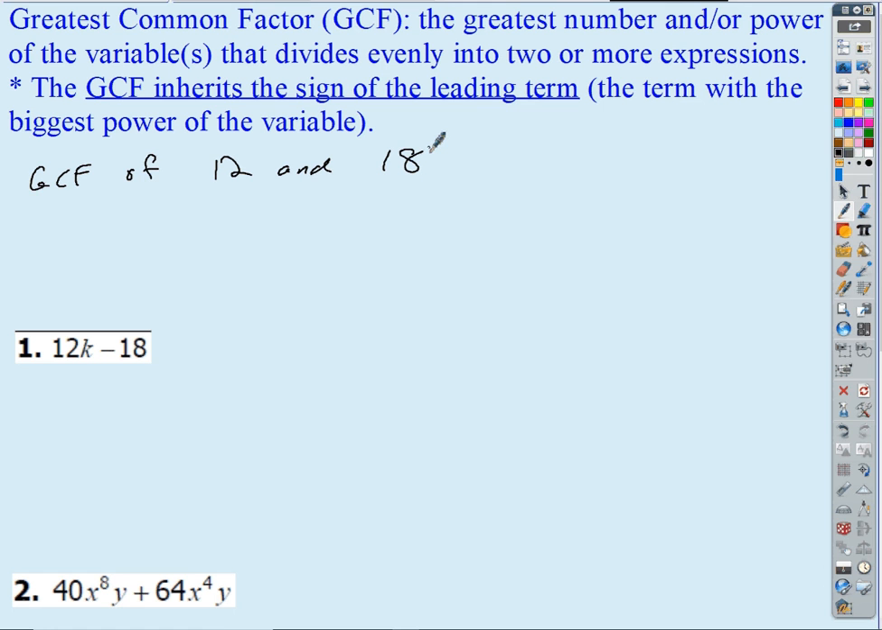Okay, but that's actually not why. What do you think, Tyler? It's just the biggest number that goes into both of them. Good, it's the biggest number that divides into both of them, right? That's what we're looking for. The greatest common factor is the greatest number. If we're just talking about numbers, it's the greatest number that divides evenly into 2 or more numbers. In this case, it's a 6.